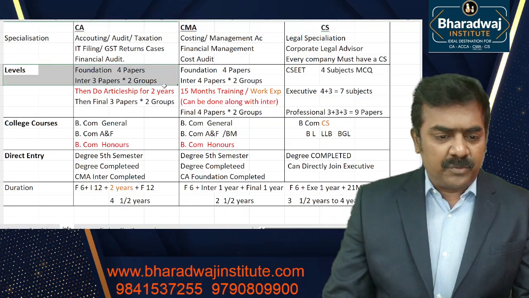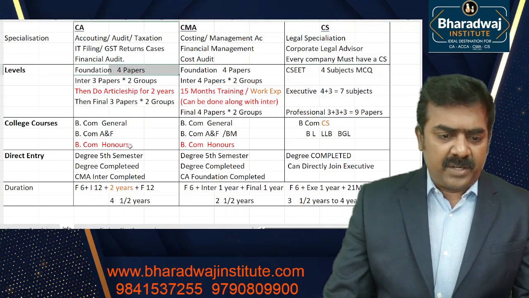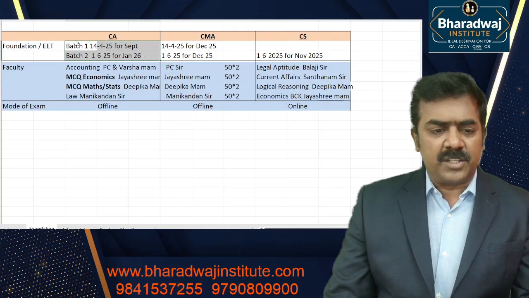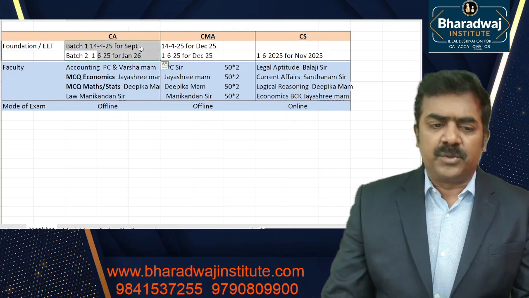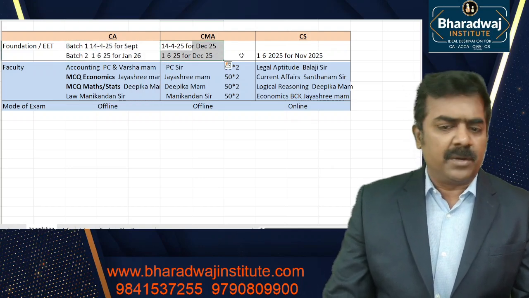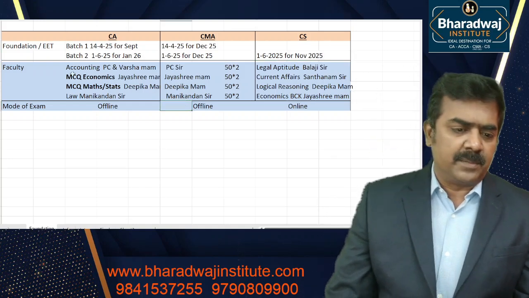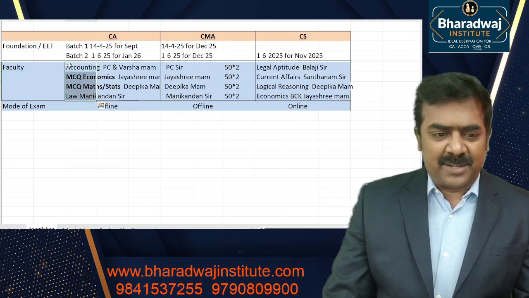Now, coming to the foundation level, CA foundation will have 4 papers, as I was telling you. This is about commencement of batch. We start our batch on 14th April for September exam, on 1st June for January exams like that. For CMA also like that. For CS, we start our batch in June for November examination. These are the papers and faculty, of course, at Bharadwaj.